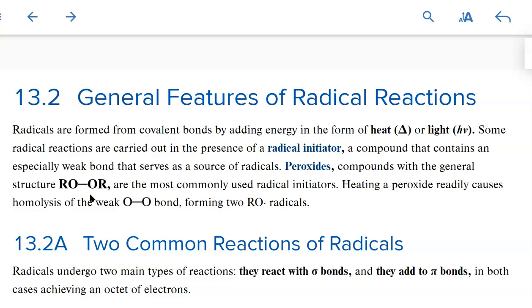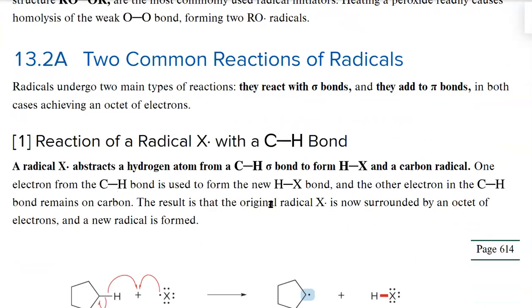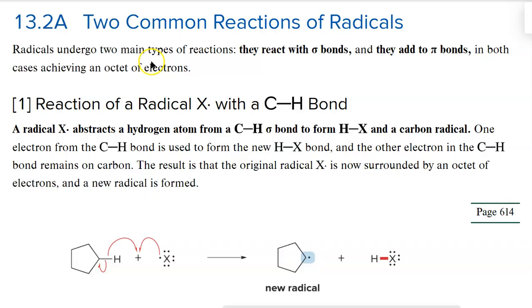Heating a peroxide will readily cause the homolysis, the even splitting, of the weak oxygen-oxygen bond, and you'll get two RO radicals. Note the RO dot. It shows you that it's a radical. A couple of common reactions of radicals: they'll undergo two main types. They react with sigma bonds, and they add to pi bonds. And in both cases, the purpose is to get to an octet.